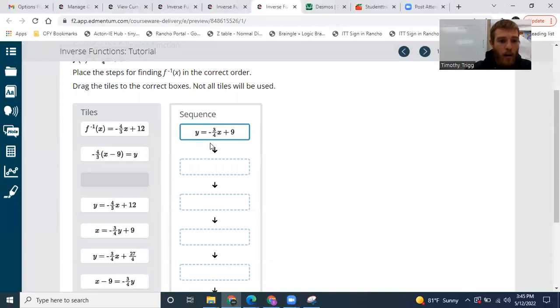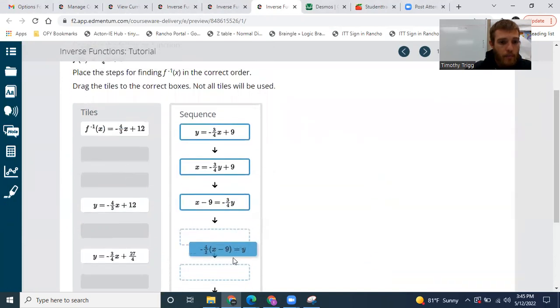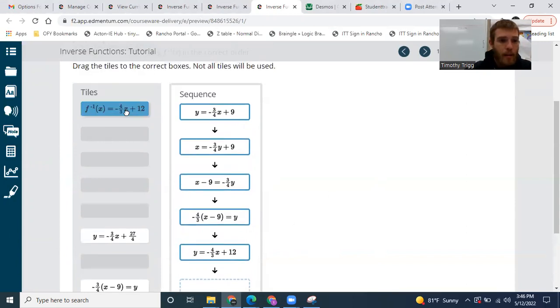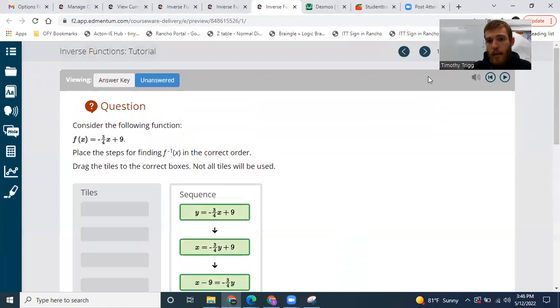Then I'm going to switch where my x and y are. Next, I'm going to start solving for y. So my first step will be to subtract 9 on both sides. Then they multiplied by the opposite reciprocal. They multiplied by negative 4/3. So which one shows that? I guess this one. Okay. Then they distribute this negative 4/3. Also, they did what I did, where you put the y on the left side. Then they replace y with f inverse of x. Let's make sure we're correct. Nice. Okay.